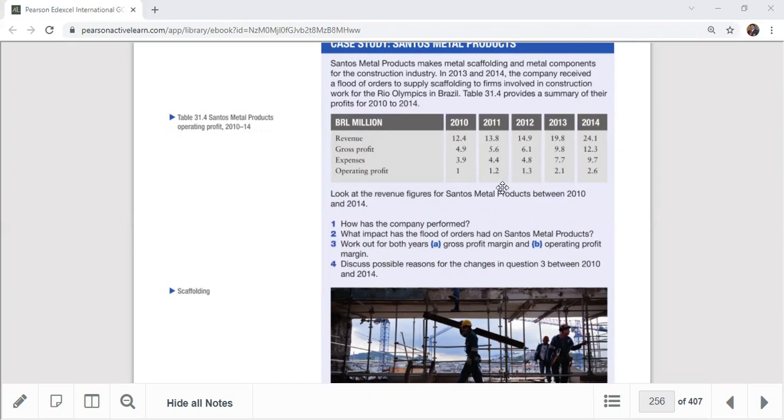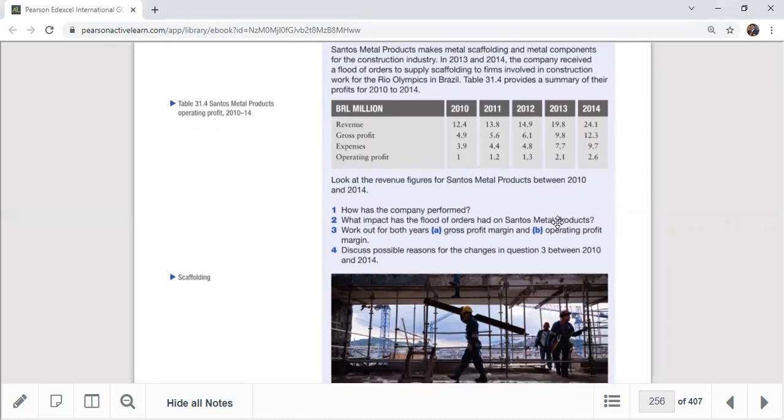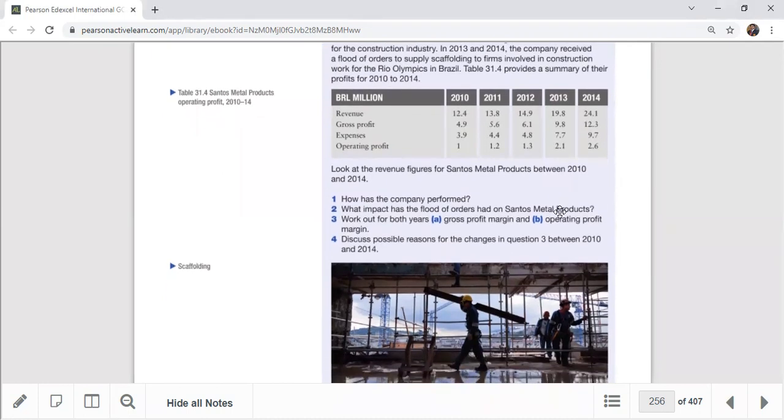For 2010, revenue was 12.4 million, rising to 24.1 million, and this is in Brazilian currency. Then gross profit increased from 4.9 million to 12.3 million, and expenses increased from 3.9 million to 9.7 million, and operating profit rose from 1 million to 2.6 million. So by looking at the revenue figures of Santos Metal Products between 2010 and 14, they're asking 4 questions.